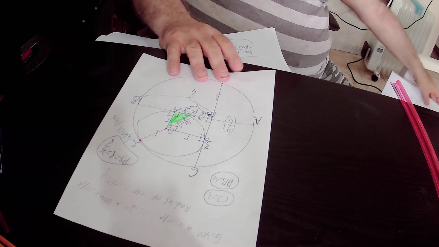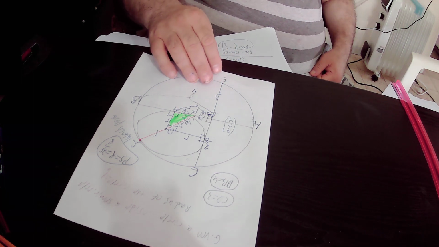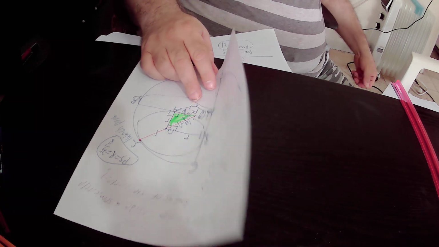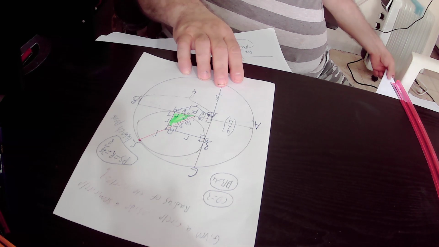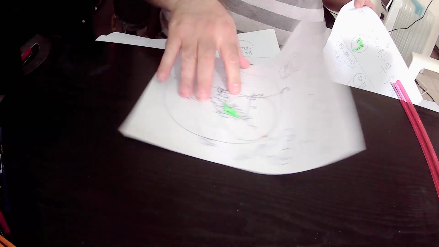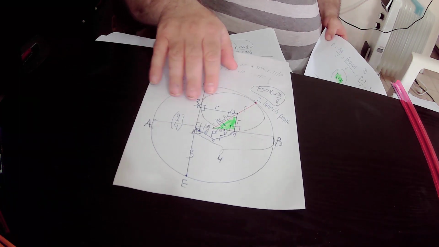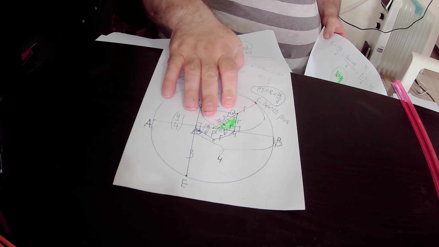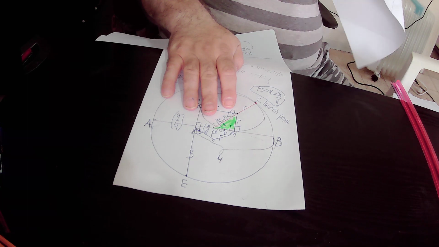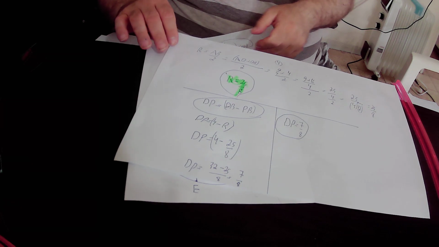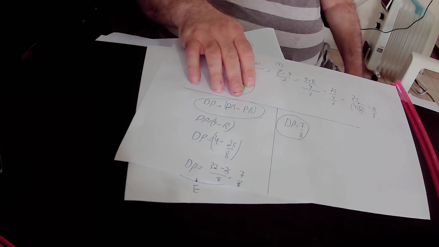Then we define the center of the big circle as point P and the center of the small circle as point Q. What is the length of line segment DP? From the drawing, it is very easy to see that the length of this line segment DP is equal to DB minus PB. DB minus PB equals DP. DP equals DB minus PB.